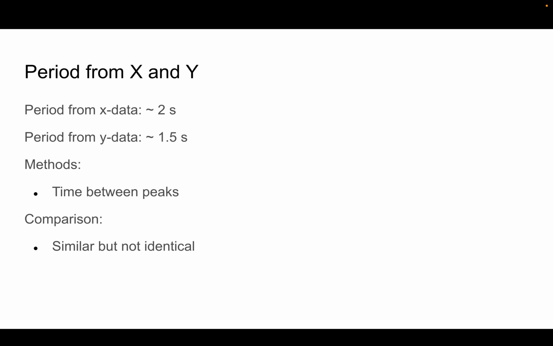I also estimated the oscillation periods in both horizontal and vertical directions. Using the x data, the period is approximately 2 seconds. For the y data, about 1.5 seconds. I measured this time between peaks in each direction to estimate these.